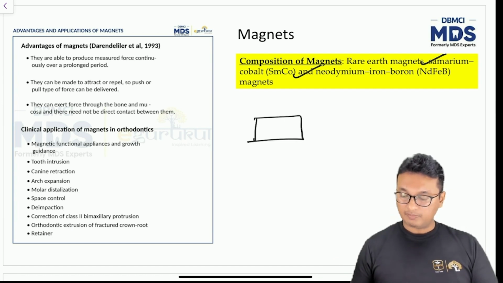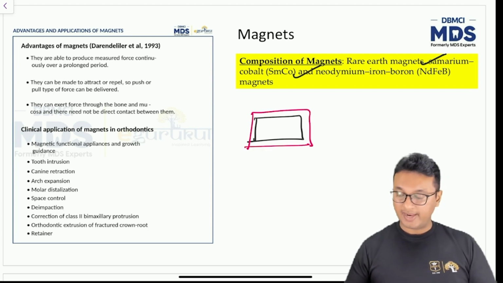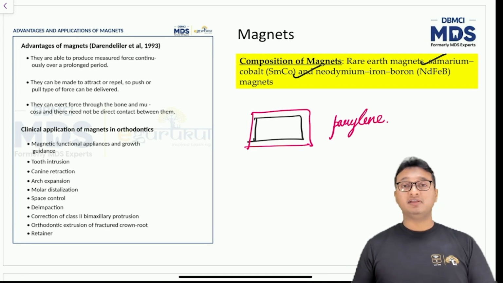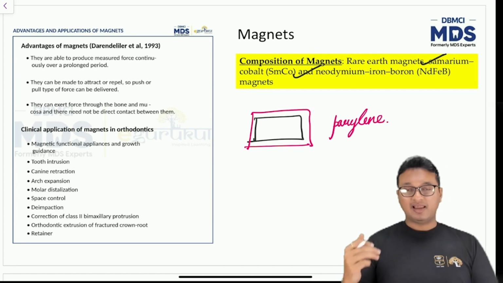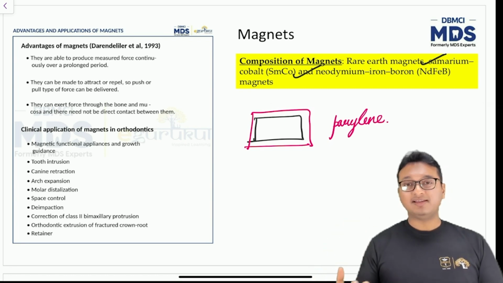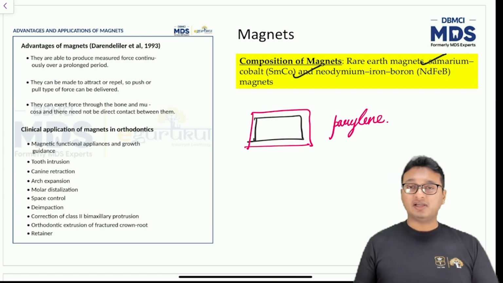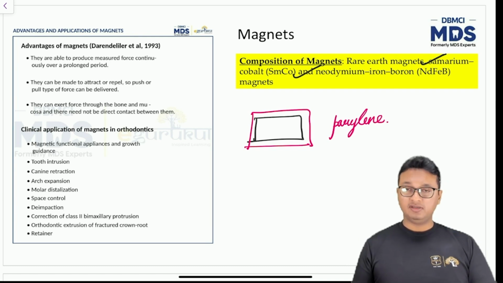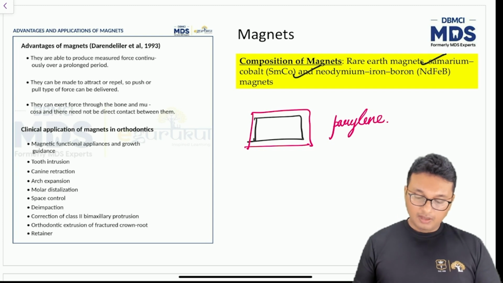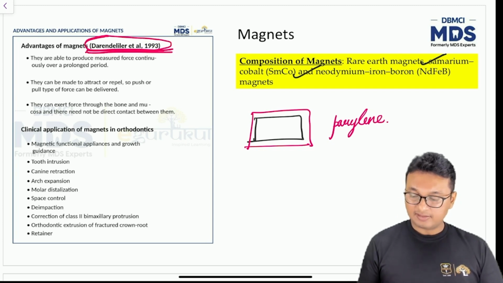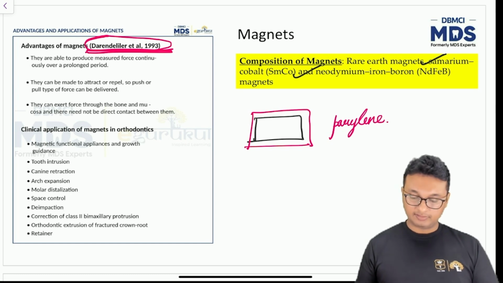So the magnets are always coated by a substance called parylene whenever they are used intraorally. So this substance, parylene, is like Teflon, not exactly Teflon, a sister molecule of Teflon, which does not allow leaching of byproducts into the surrounding oral structures. Now, Darren DeLisle was a pioneer in the usage of magnets in orthodontics.